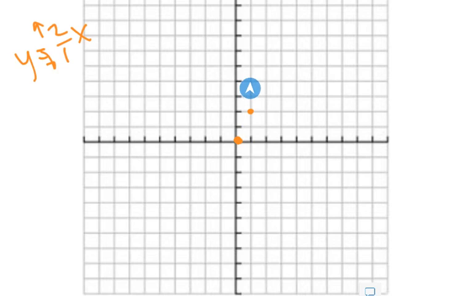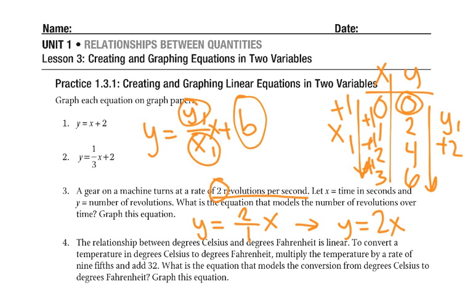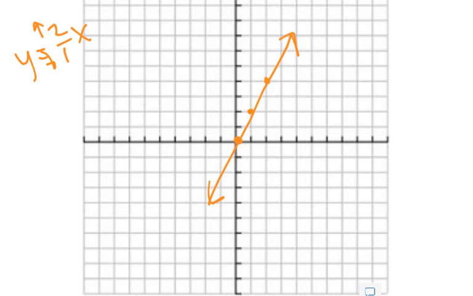Then up 2, 1, 2, to the right 1, right there. And we can keep following that pattern, or I can call that good and draw my line. Now, here's the problem. According to our story problem, can I draw to the left? Because what does x stand for? It stood for time. So if I draw to the left of that, that's going to be negative time, which you can't have. So technically, I should start my graph at that 0.